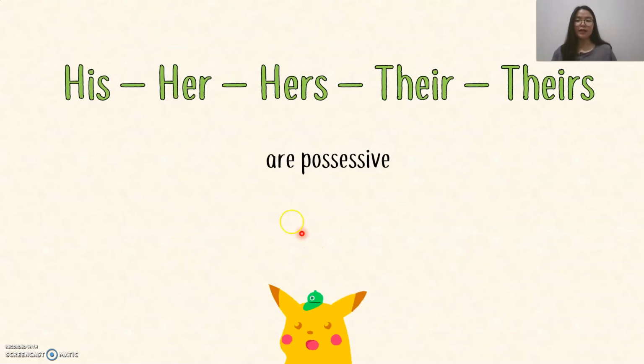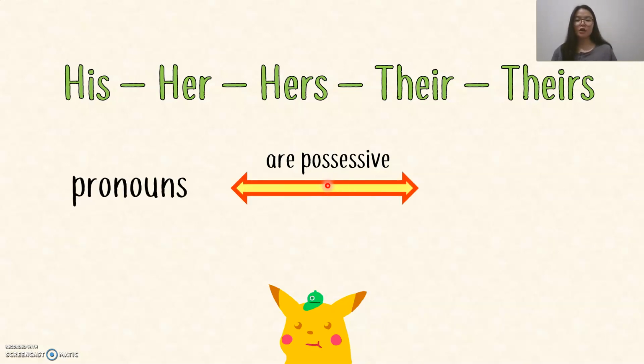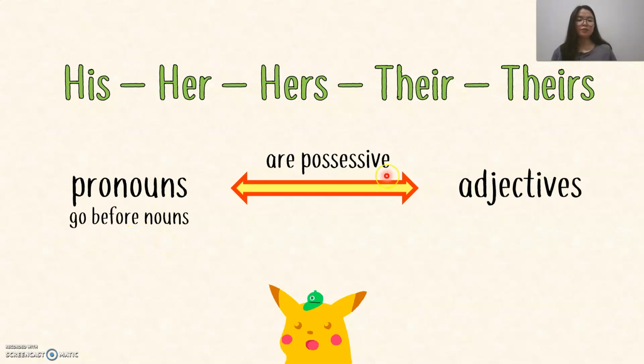The third one, his, her, hers, their, and theirs are possessive. It means like kepemilikan, like that. And possessive itself is classified as possessive pronouns, which go before nouns, and possessive adjectives, which can stand alone, where no nouns are needed.